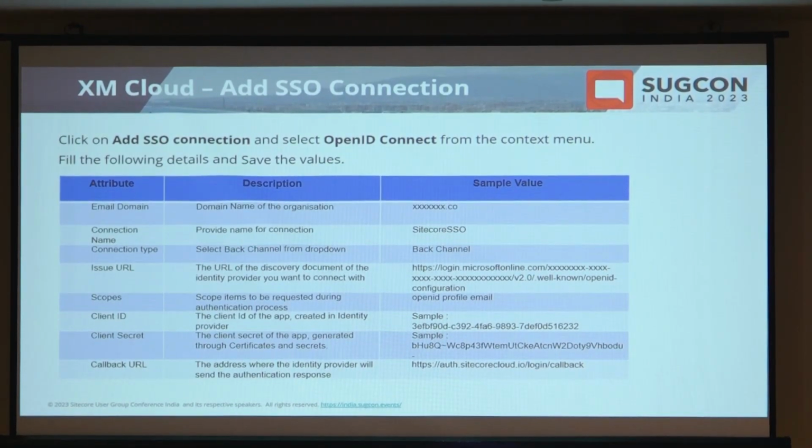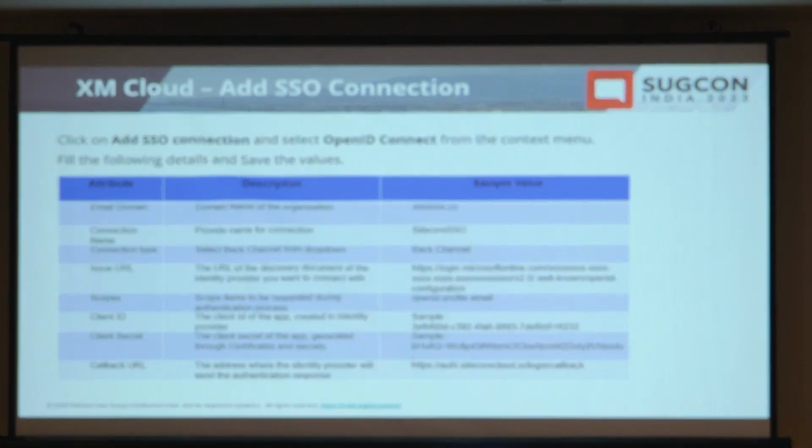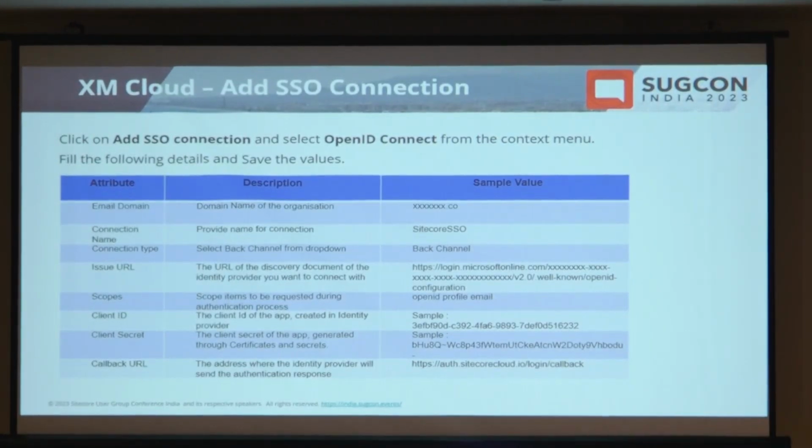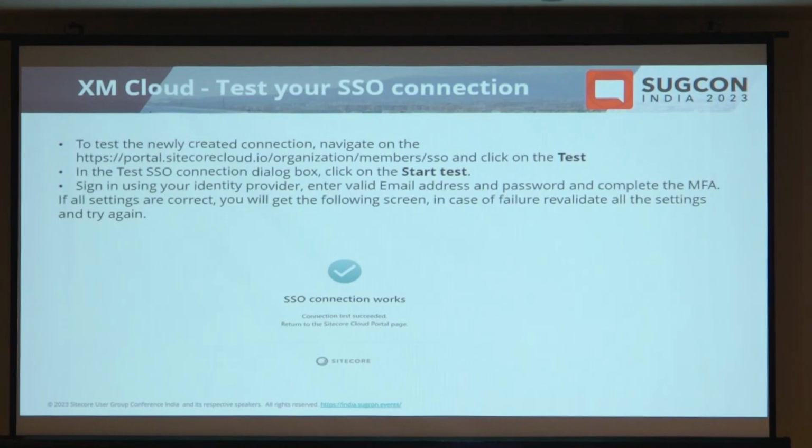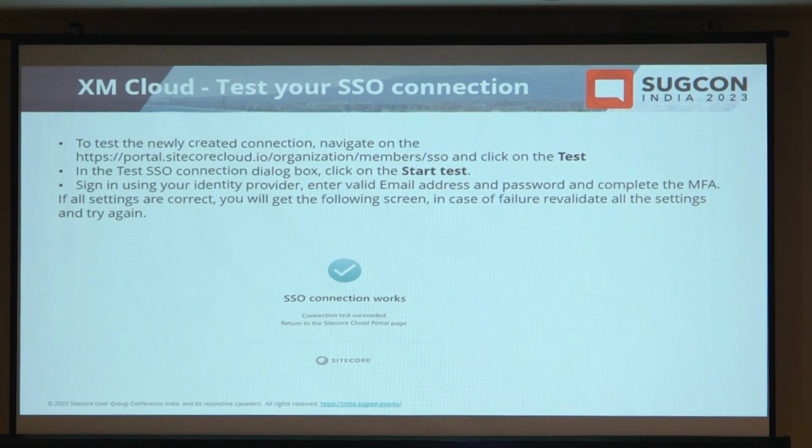Client ID we have already captured. Client secret we have already captured. Callback URL we already have. Which means we are ready with our data. Once I fill this information in my form, the third step is to test the connection, because these inputs will add more value once my test is passed. Otherwise, it will not make any sense to capture all this information.